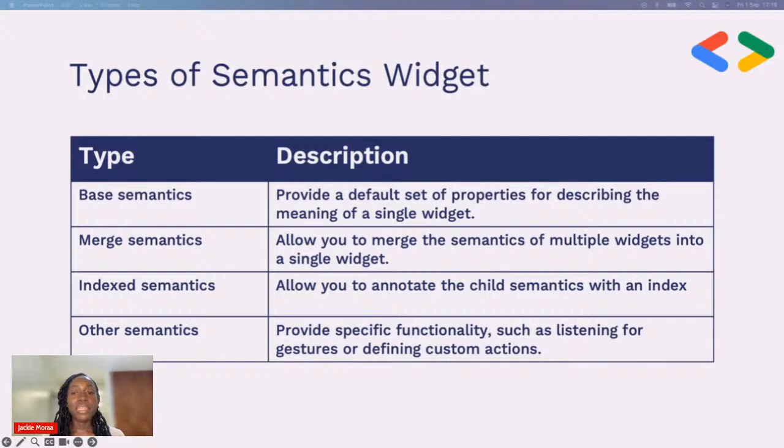The index semantics is used by assistive technologies to announce the current scroll state. So you have widgets such as the list view, which are scrollable widgets. You might want to manually provide semantics to the children in the list view so that we know which ones are the important ones.